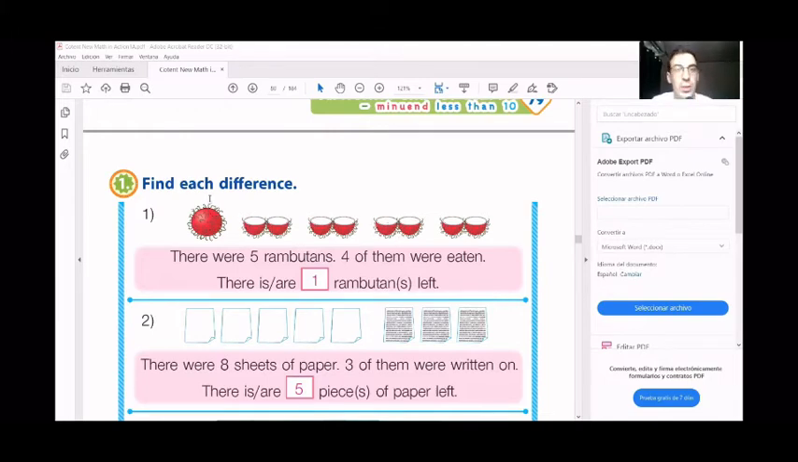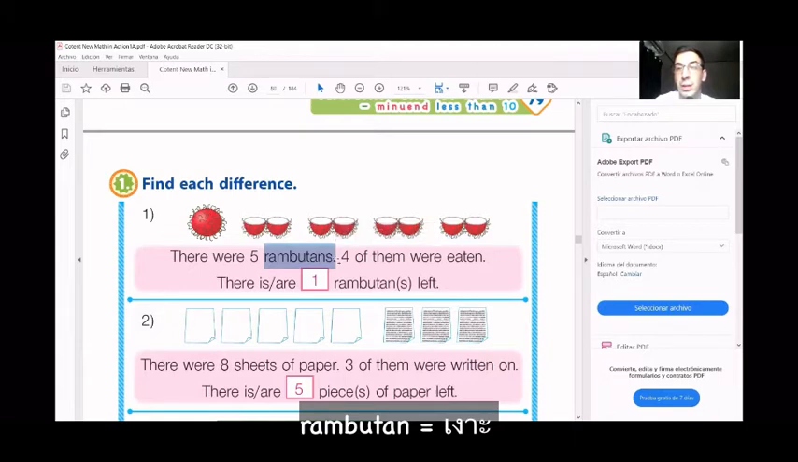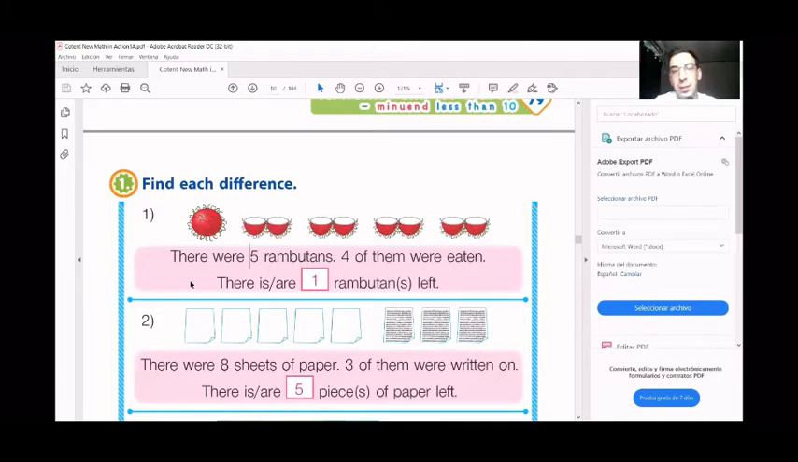The first, do you know what is this fruit? You know this fruit? What is this fruit? This is rambutan. Can you repeat with me, please? Rambutan. Rambutan. Okay, rambutan. So let's read the statement to make the problem clear.